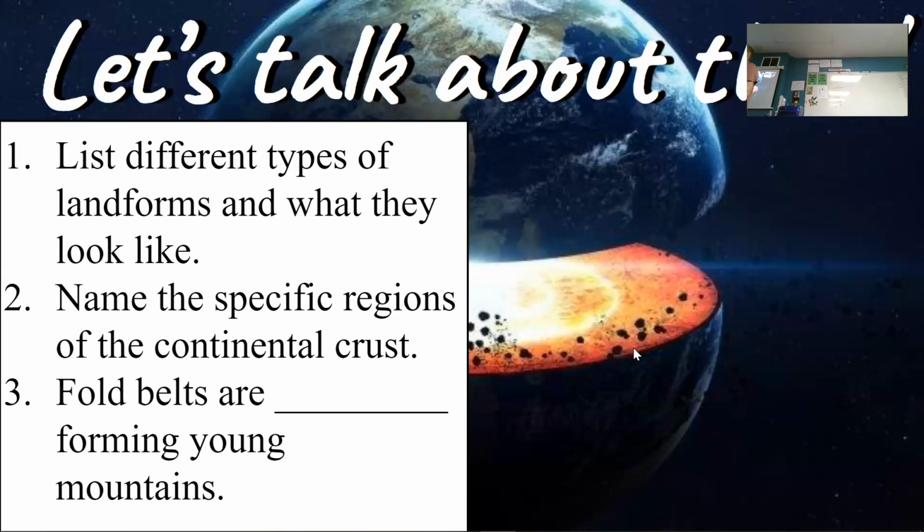So this is a fill in the blank question from your reading. The sentence starts with fold belts are blank, and then it says forming young mountains. So go ahead and make sure you look through your reading, see if you can find it. I'll give everyone a minute here to look through.